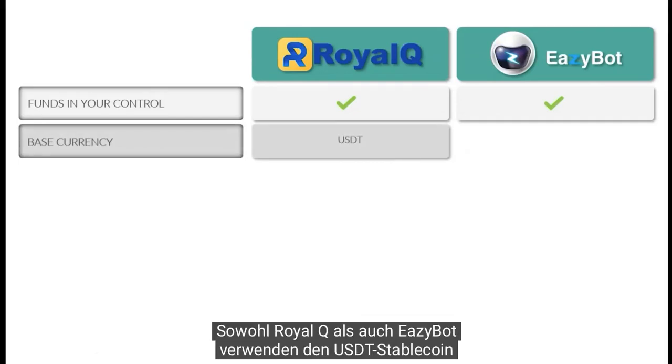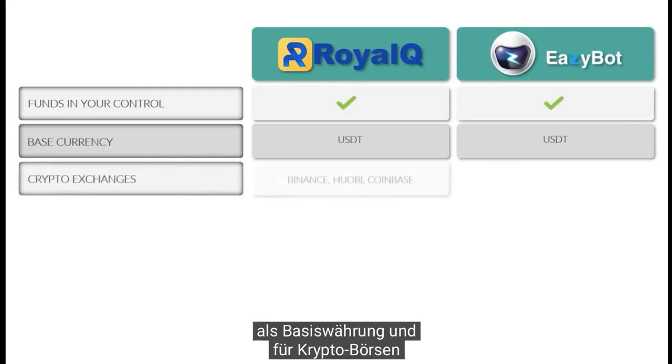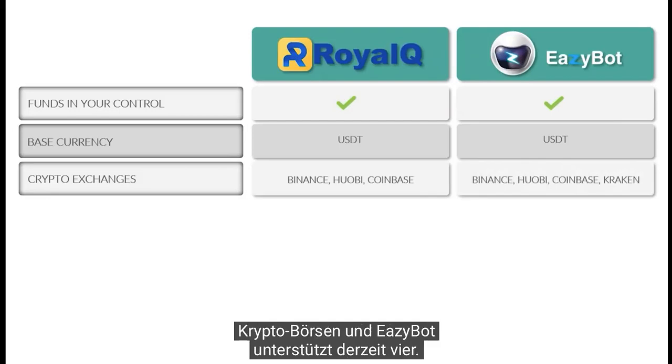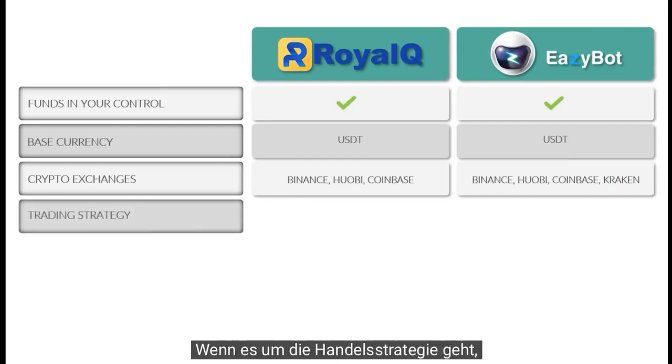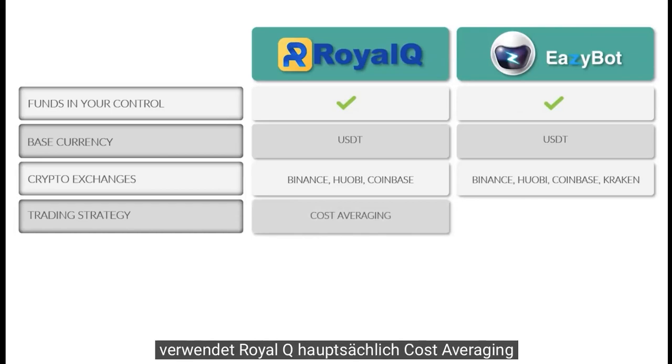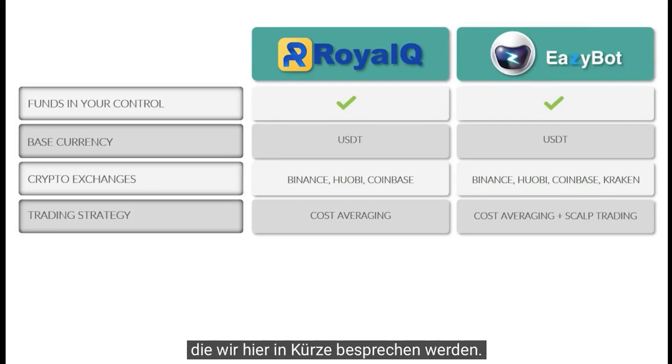Both RoyalQ and Eazybot use the USDT stablecoin as the base currency. And for crypto exchanges, RoyalQ currently supports the 3 following crypto exchanges and Eazybot currently supports 4, because not all exchanges support API connection. When it comes to the trading strategy, RoyalQ primarily uses cost averaging, and Eazybot uses a combination of cost averaging, scalp trading, and a few other proprietary strategies which we will discuss here shortly.